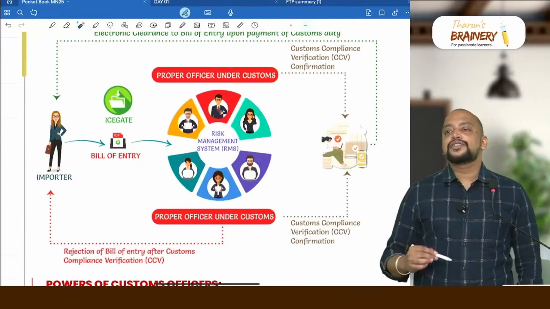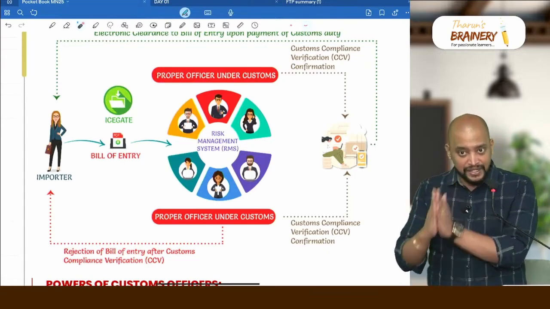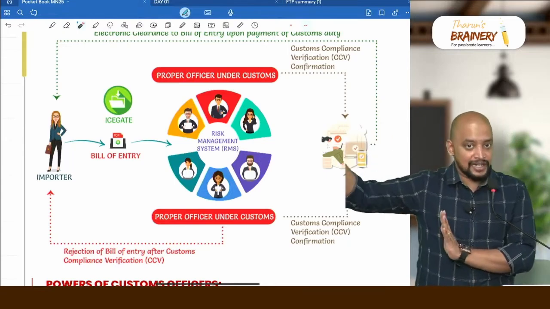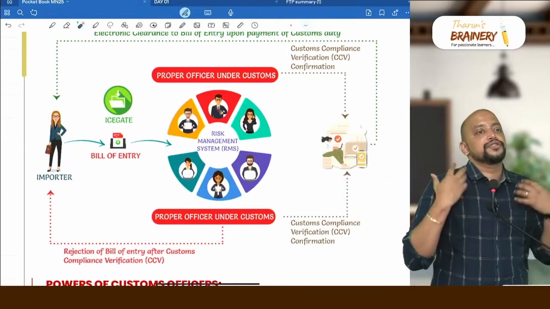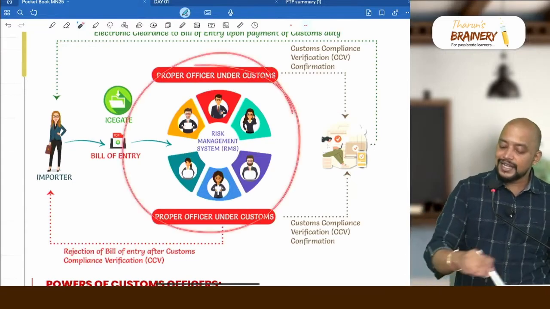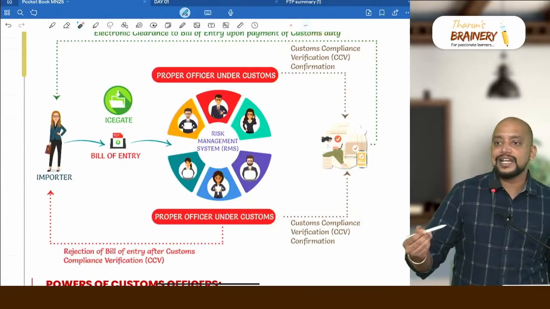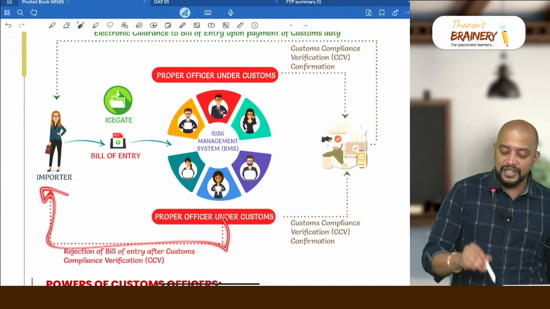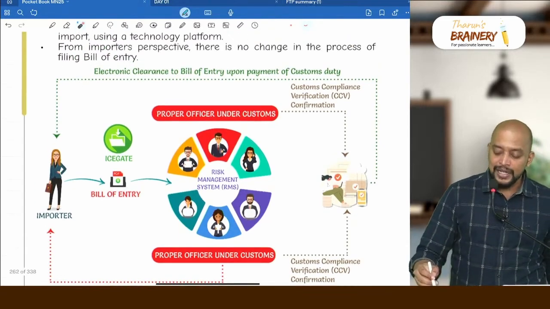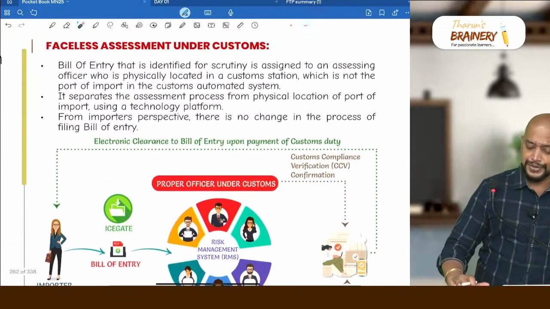And what is the advantage of this faceless assessment? It will separate the jurisdictional assessing officer from the assessing officer who will do the assessment of the bill of entry. So it is not necessary that our jurisdictional officer only will do the assessment, any person can do the assessment. Once they allot it to any customs officer, they will do the customs compliance verification, and if there is any mistake in that, then the bill of entry will be rejected. Again importer needs to file a fresh bill of entry. If everything is approved, then the bill of entry will be returned for payment of customs duty. Got it?